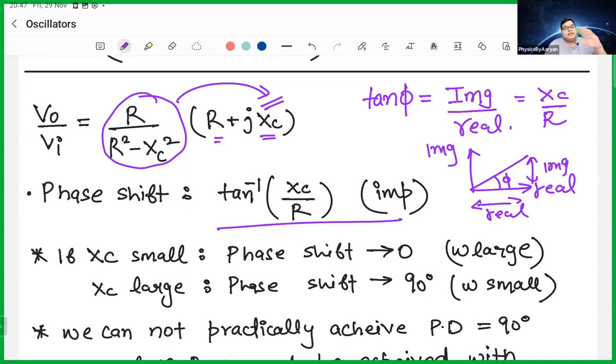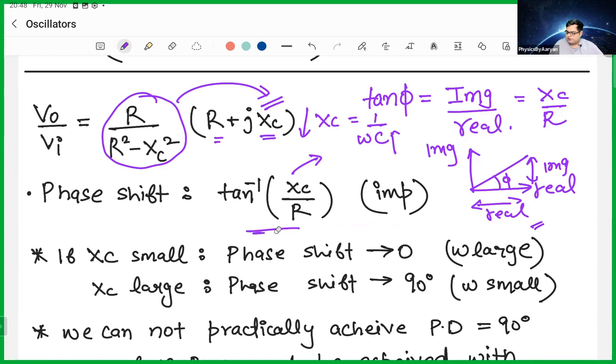Now let's talk about the two extreme cases. The extreme case is that Xc is very very small. Now when will Xc be small? Because Xc is 1 by omega c. If you want Xc to be very small, frequency should be very large. So for very very very large frequencies, Xc will be very very small, and let's say it goes to 0. So if this goes to 0, then phase difference also becomes 0. So phase difference is 0. So the first boundary is, what is the minimum phase difference? 0.